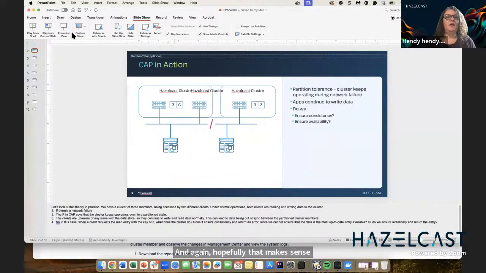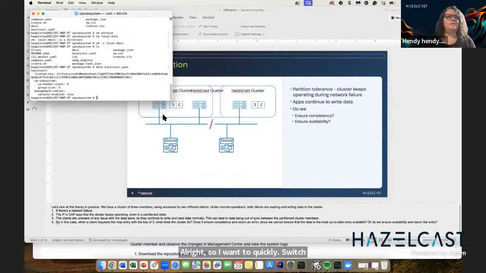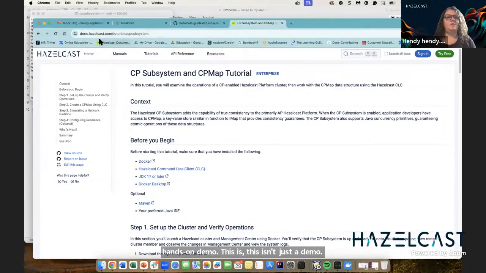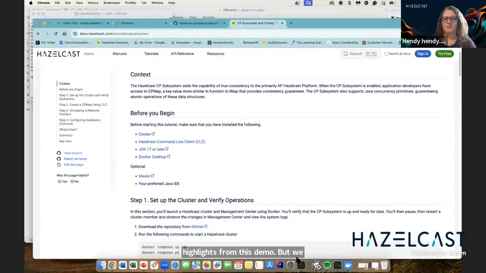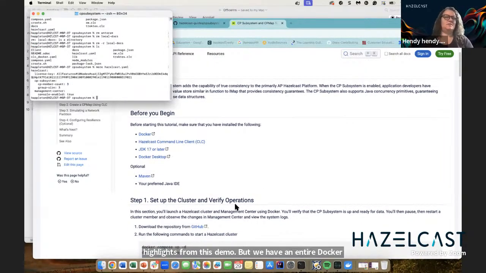Yeah. All right. So I want to quickly switch over to a hands-on demo. This isn't just a demo. This is actually a tutorial that is available to you. If you go under our tutorials page in the documentation, the CP subsystem, I'm just going to show you some highlights from this demo. But we have an entire Docker setup with the CP subsystem running.